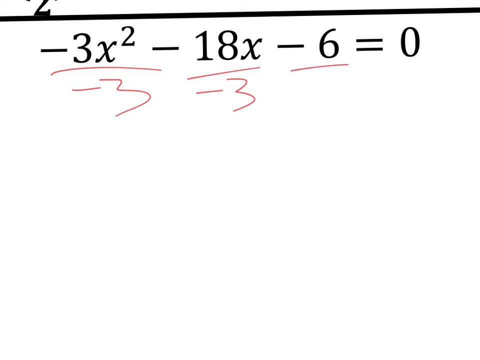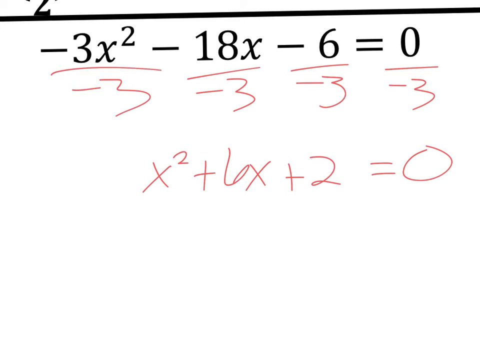And remember, what you do to one side, you must do to the other. So we're dividing 0 by negative 3, so it's still going to equal 0. So that's just going to leave behind x squared. This will make plus 6x. This will make plus 2, and it's equal to 0 now.